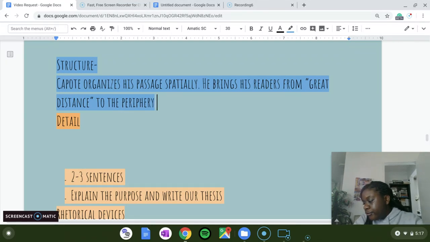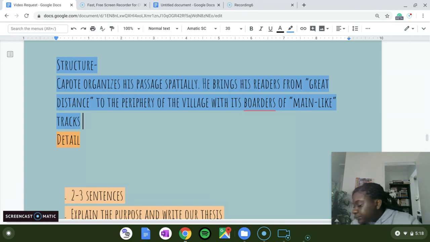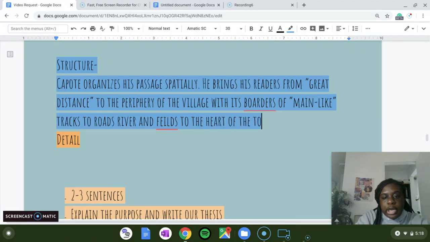So, to the periphery of the village with its borders of main-like tracks, and roads, rivers, and fields to the heart of the town.